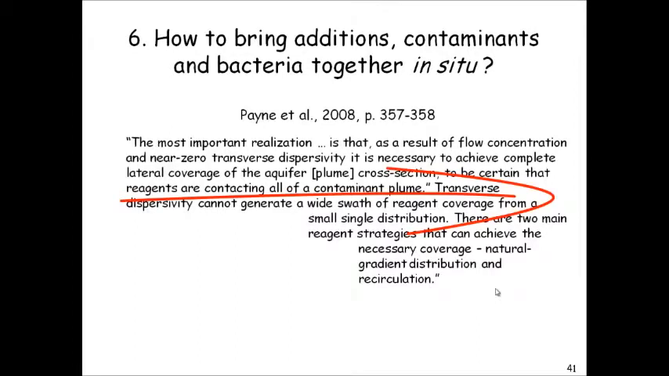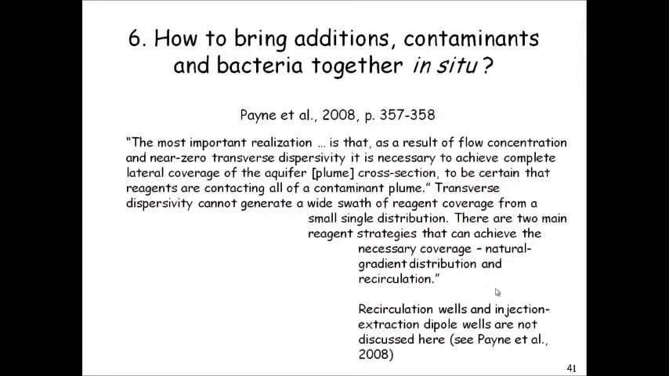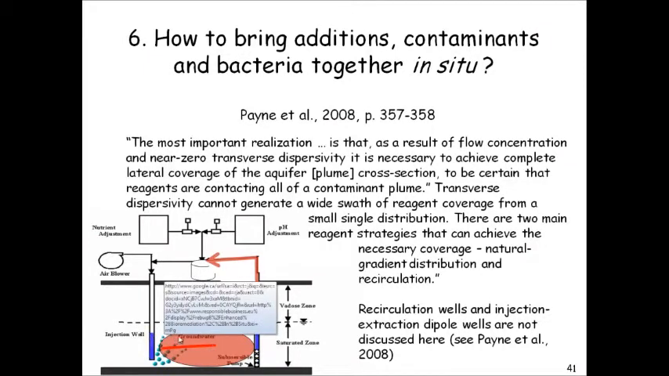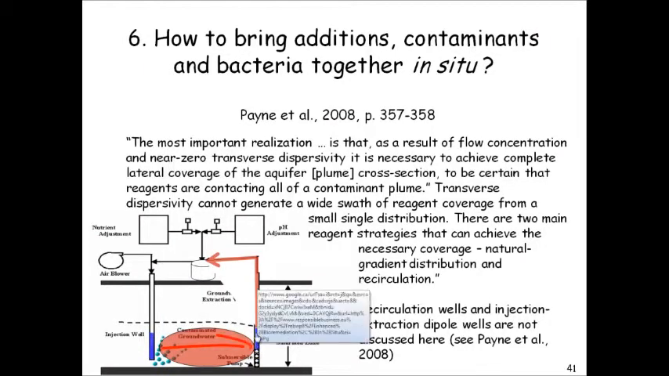Transverse dispersivity cannot generate a wide swath of reagent coverage from a small single distribution. So we're not talking about recirculation well or injection extraction dipoles here. What they're thinking of, I think, in terms of a typical two-well system is to attack contaminated water by injecting remedial chemicals in one well and drawing the remedial chemicals through the aquifer to the other well.